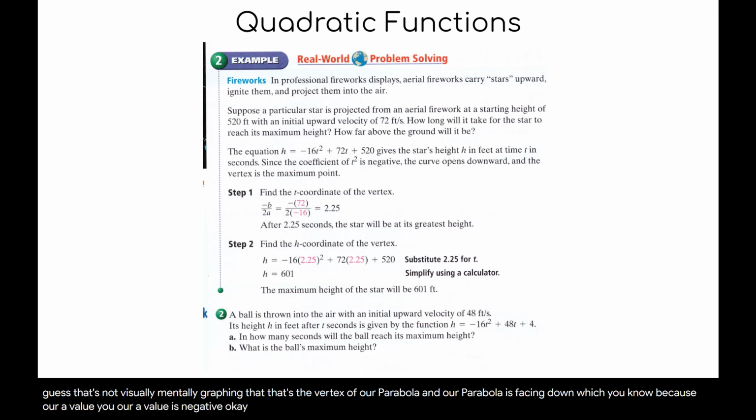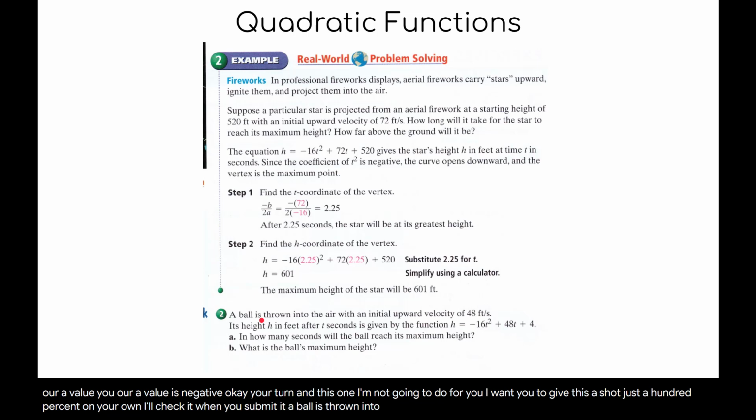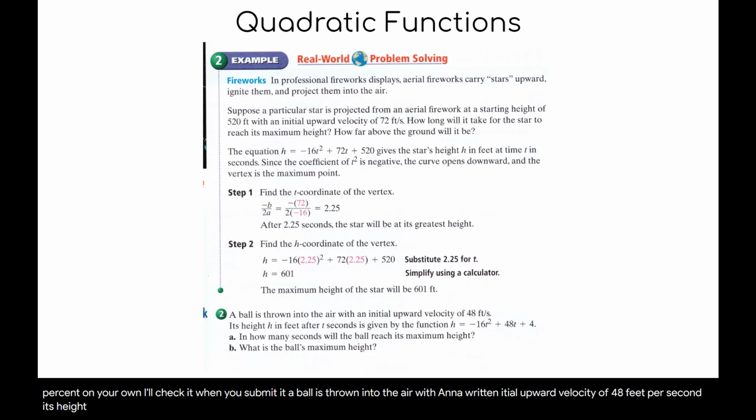Okay, your turn. And this one I'm not going to do for you. I want you to give this a shot, just 100% on your own. I'll check it when you submit it. A ball is thrown into the air with an initial upward velocity of 48 feet per second. Its height in feet after t seconds is given by the function h equals negative 16t squared plus 48t plus 4. What in the world does that 4 represent? I'm pausing so you can think about it.